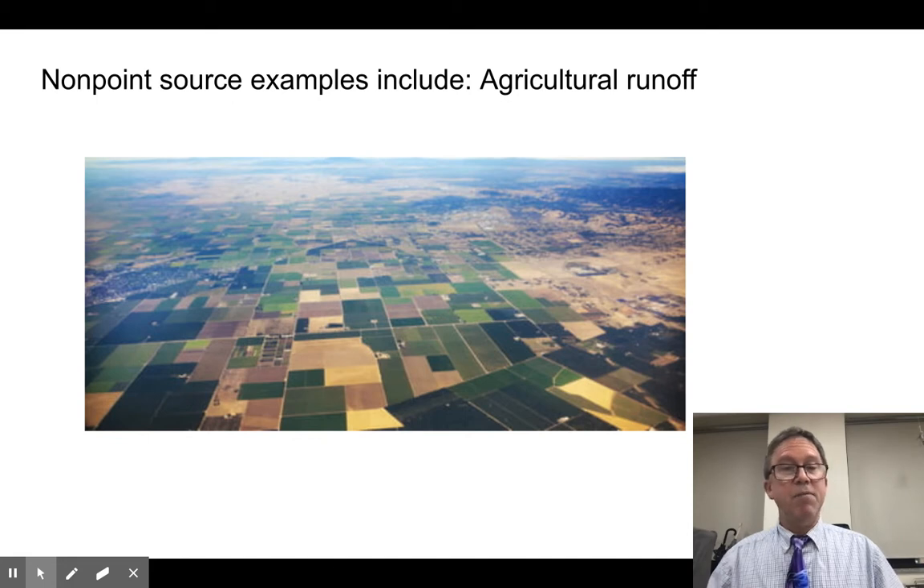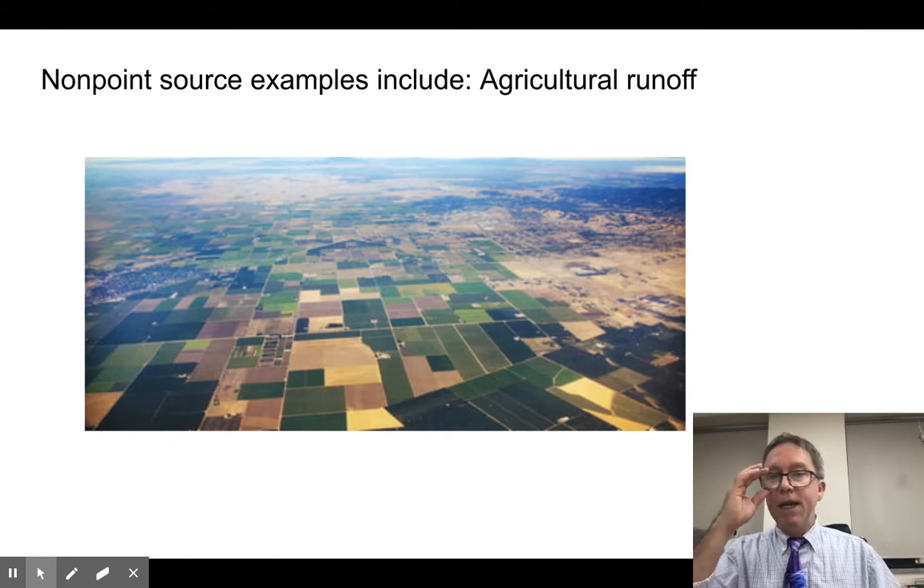Another one is farms. We've talked about this a lot, but farmers use fertilizers and pesticides. There are nutrients from manures that get spread out. If there's one drainage ditch coming out of one farm, I can say this farmer is the one causing the problem. Fine, that's the point source. But usually that's not the case. Usually you have all these farms contributing.